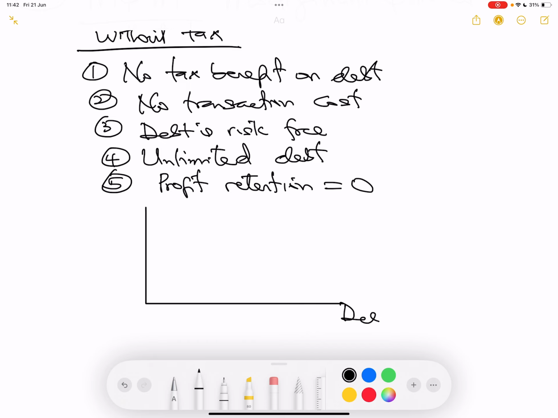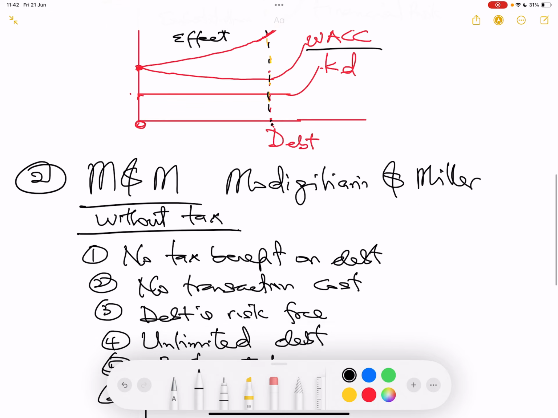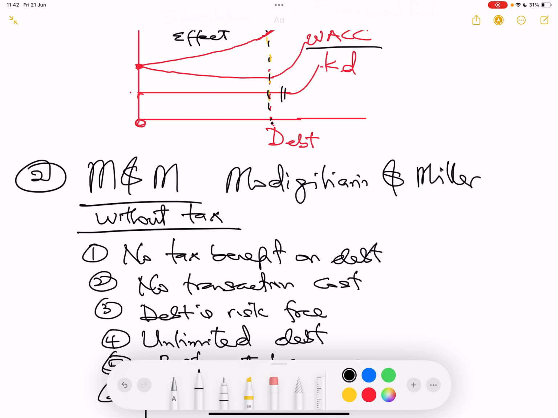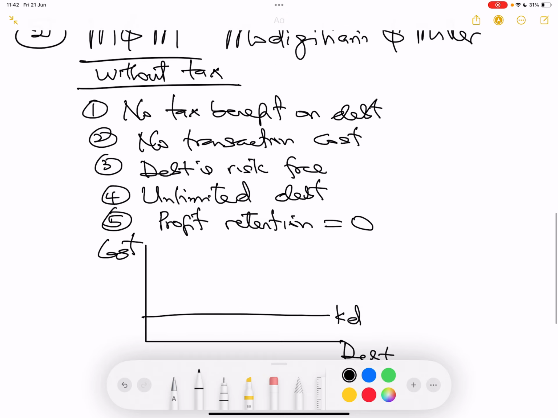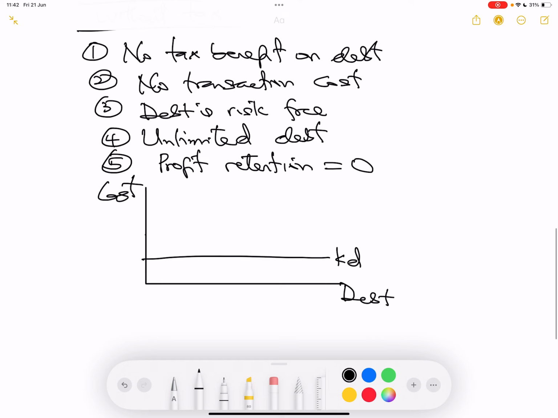Still looking at debt on this axis, cost of capital on this axis. They believe that cost of debt will remain constant for life, never changes, unlike this one that is going to change at this point. They also believe that cost of equity will keep going up, which is okay. We agree with that as well. However, they believe that WACC will remain constant for life. Those are the assumptions, quite faulty, but it's important you know what they are talking about.